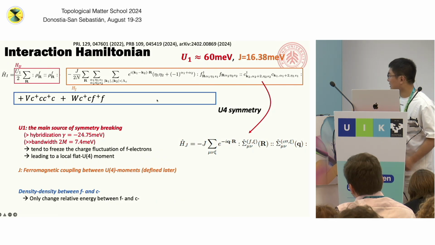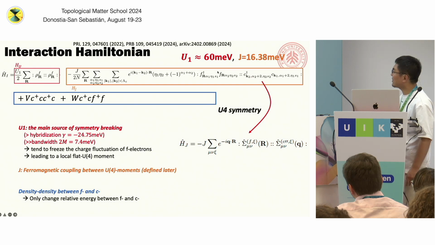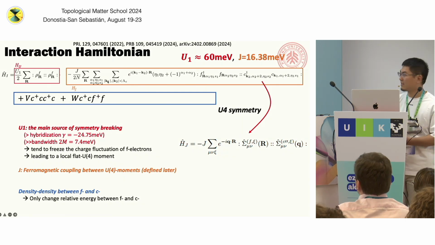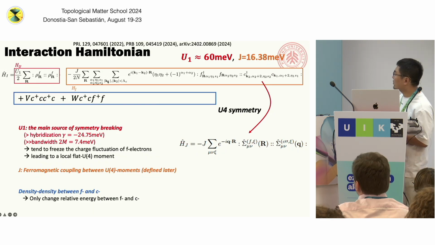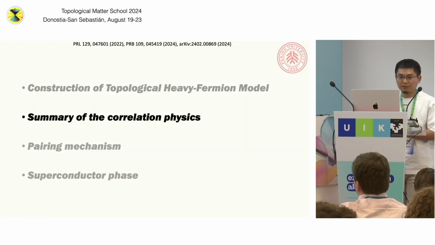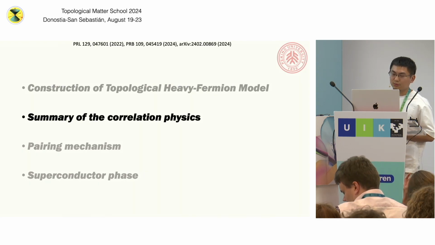When we write down the interaction Hamiltonian, we find that the most important interaction is the on-site Hubbard U of the f orbital. It's U1, and U1 is 60 meV. It's much larger than the bandwidth, and actually this is the largest energy scale in this problem. And this G is some kind of ferromagnetic coupling between f and c electrons, and there are also some other density interactions. They are not very relevant to the following discussions.